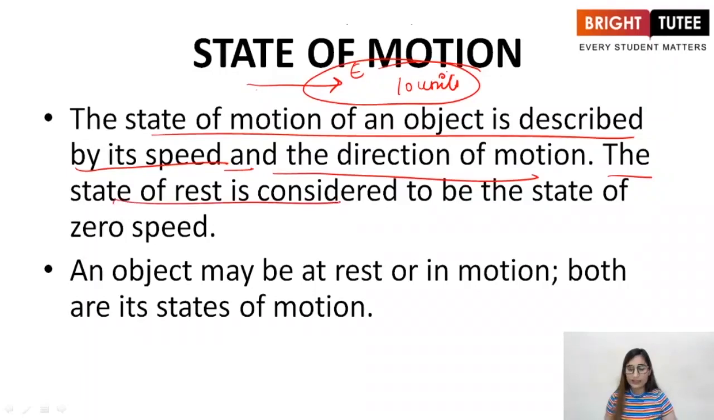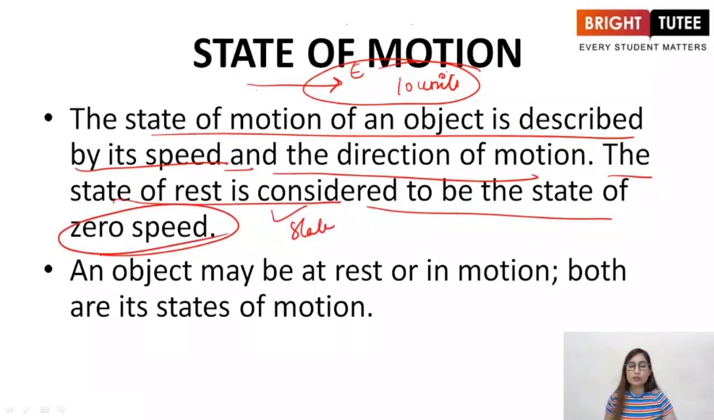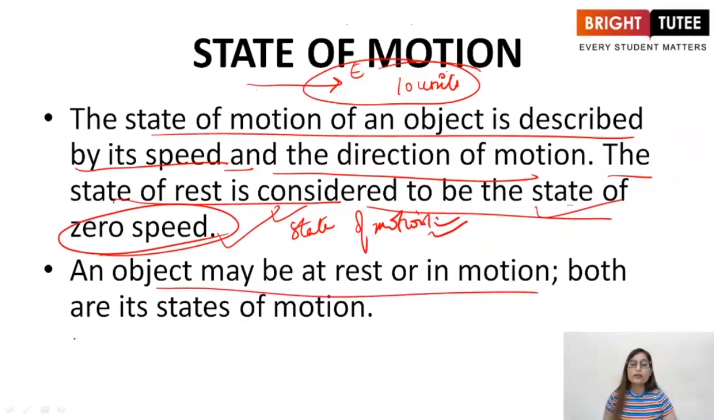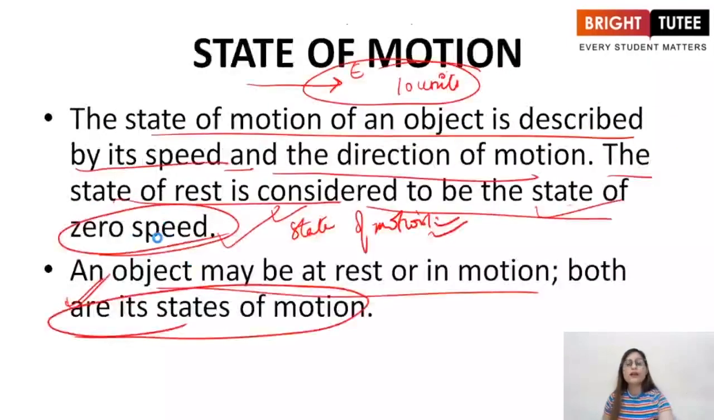The state of rest is considered to be the state of zero speed. It is also a state of motion. That is what I was telling. When a body is at rest, it is also a state of motion, and we call it the state of zero speed. An object may be at rest or in motion, both are its state of motion. Right? So in this lecture we studied about state of motion and the effects of force on the state of motion of an object. Right?